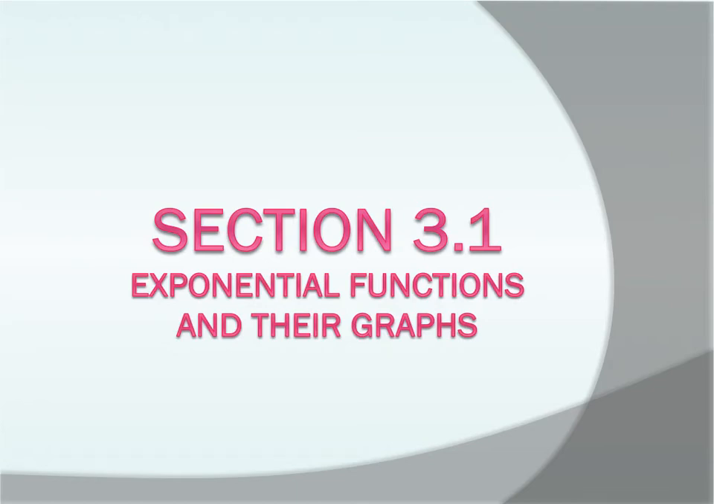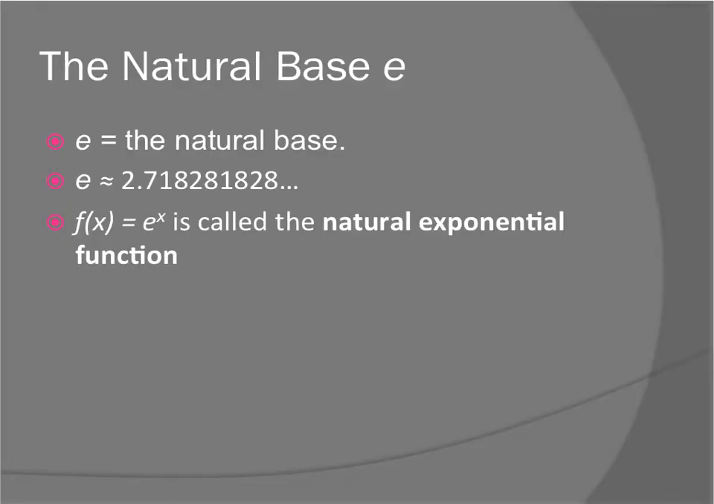Alright, so this is 3.1 part 2. Today we're going to start off with the natural base e. E is just kind of a value, kind of like pi, where pi is 3.14 and then it keeps going. E is this 2.718, a decimal that keeps going. So e is just some type of number that we use in math.